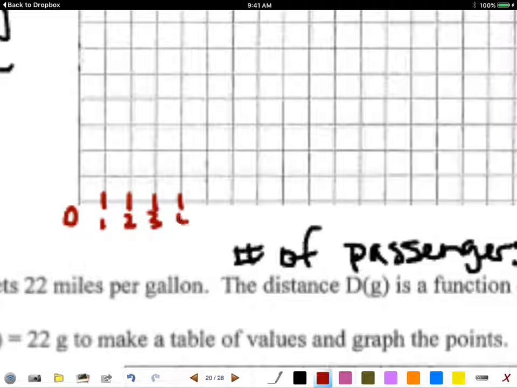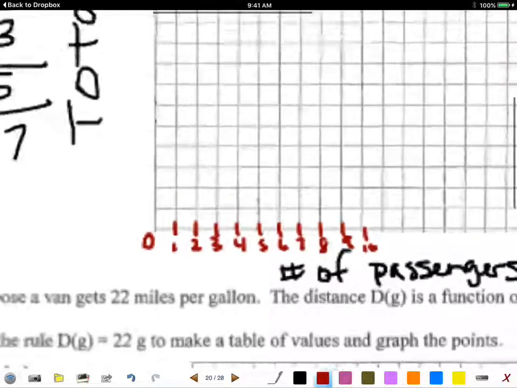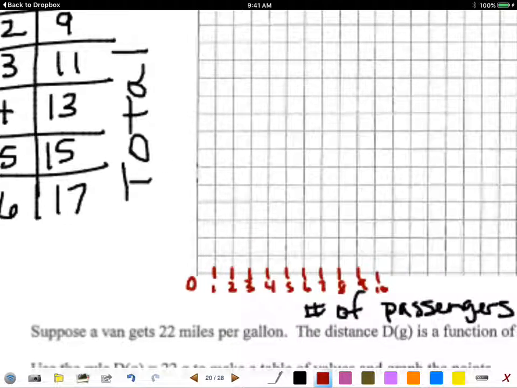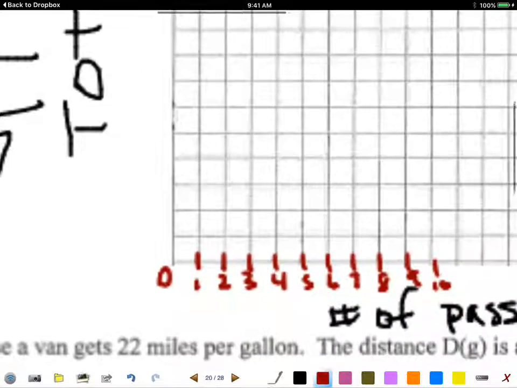2, 3, 4, 5, 6. And you could keep going. I'm just going to count it out to 10. And then the cost goes up to $17. So what do you want to count by? You got to count by something. You can't just start putting the numbers on there.